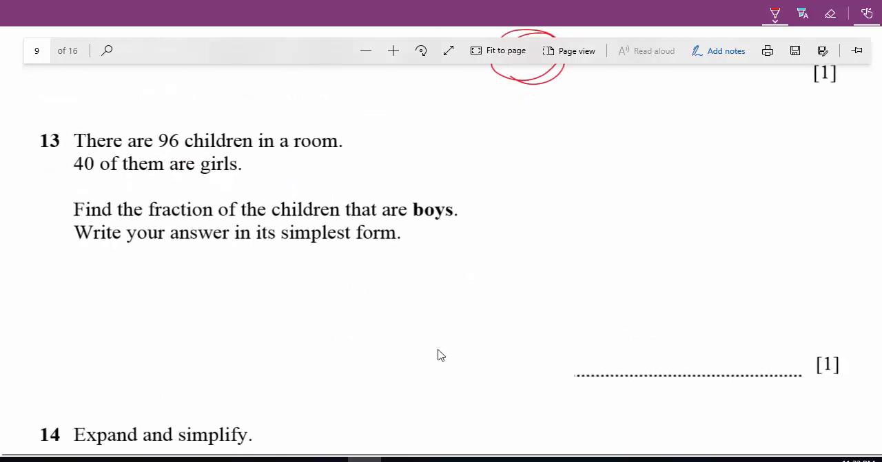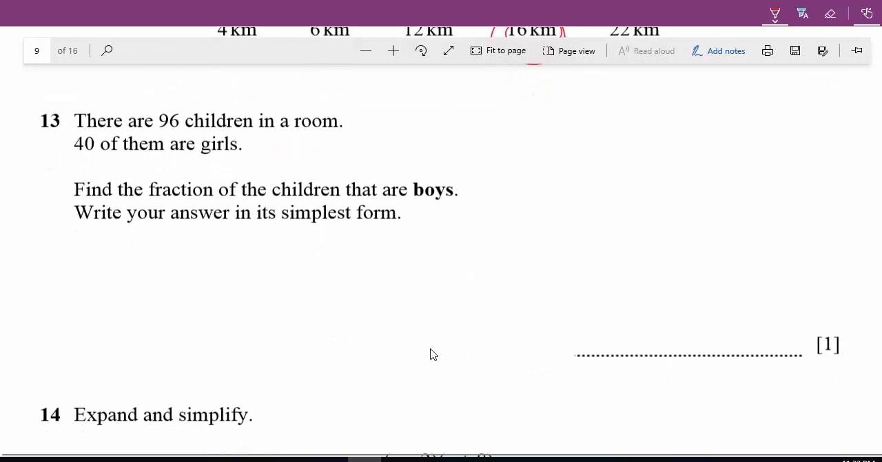16. There are 96 children in a room. 40 of them are girls. Find the fraction of the children that are boys. Write your answer in its simplest form. Okay, 96 children. 40 of them are girls. It means 96 minus 40 is equal to 56 of them are boys.